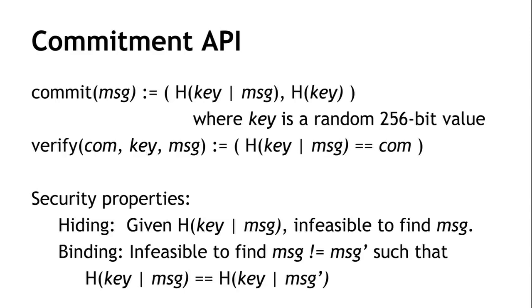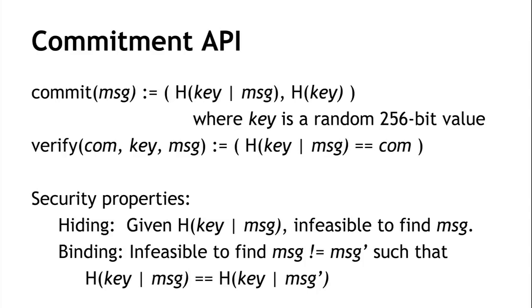And then later, to verify, someone is going to compute this same hash of the key they were given, concatenated with the message, and they're going to check whether that's equal to the commitment that they saw. Okay, so this is a way of using hash functions both in the commitment and in the verification.